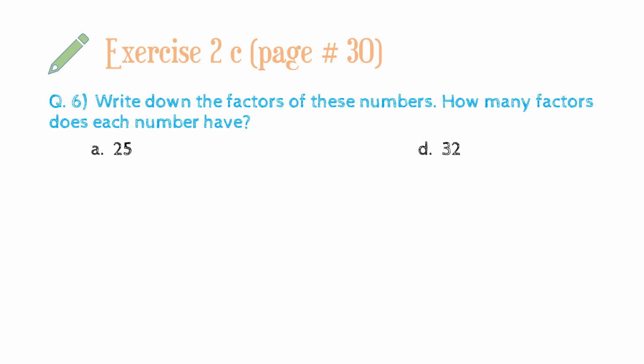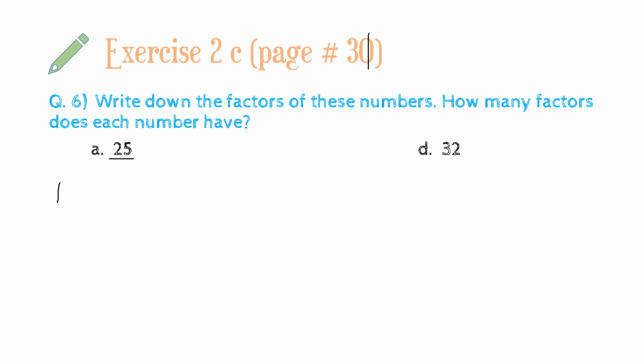Now let's do another question. Okay, it's question number 6 on page 31. Write down the factors of these numbers. So again you have to write the factors. How many factors does each number have? So let's do the first one, 25. You have to write the factors of 25. So let's see which pairs make 25 as their product.